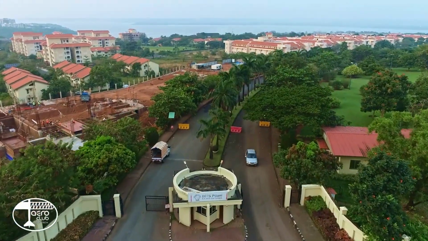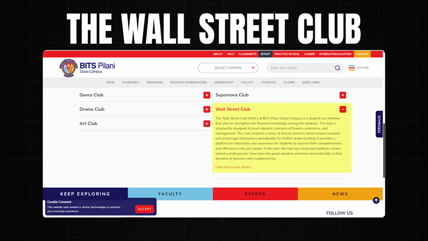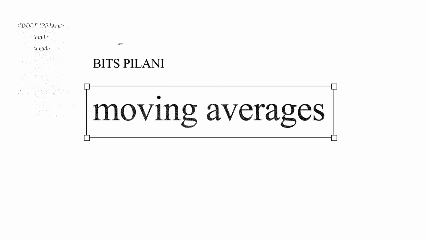There is a certain charm to learning finance at a beach campus in Goa. At BITS Goa, where we studied, there's this club known as the Wall Street Club. That's where we were first introduced to the stock markets. And the very first thing that our seniors taught us: moving averages.